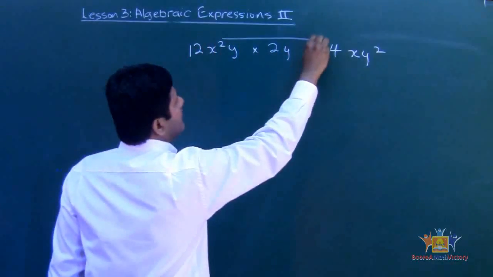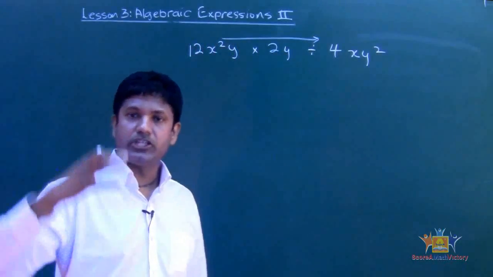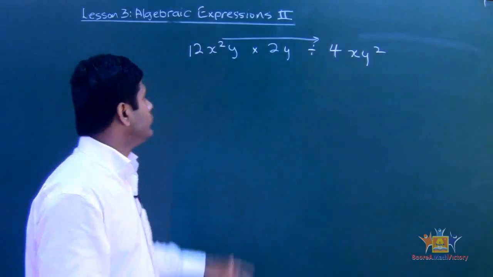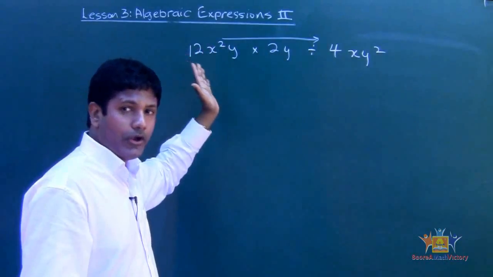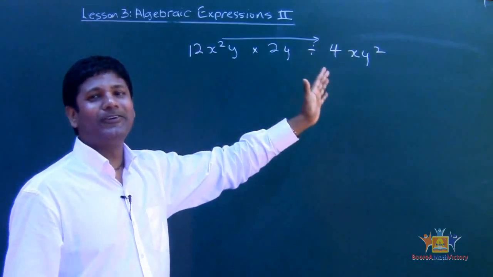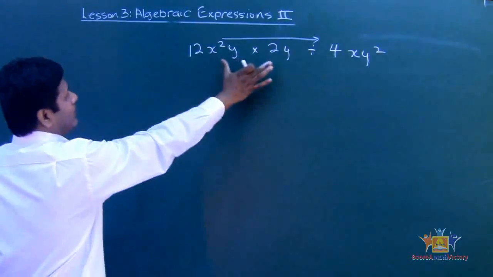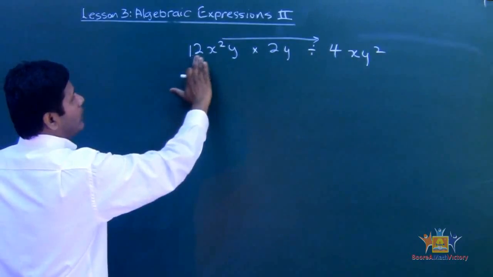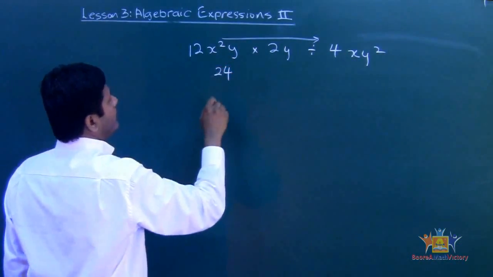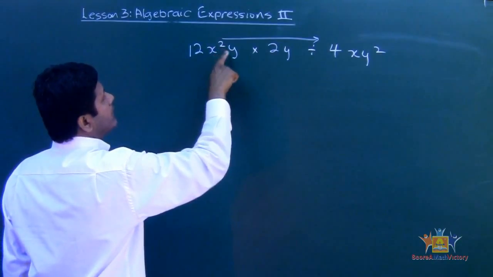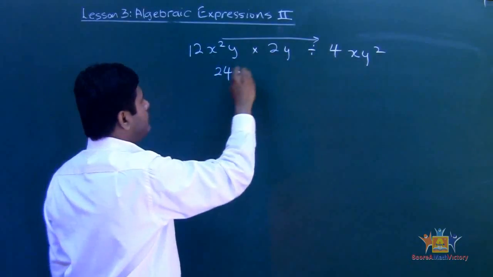When you have multiplication and division, it's just like addition and subtraction. Since we don't have anything other than multiplication and division, we're going to use the left to right method. Good job. So we're going to solve this first. We're going to multiply. 12 times 2 is 24. Okay, we got 24. And then x squared, is there another x there? No, I'm just going to bring it back.